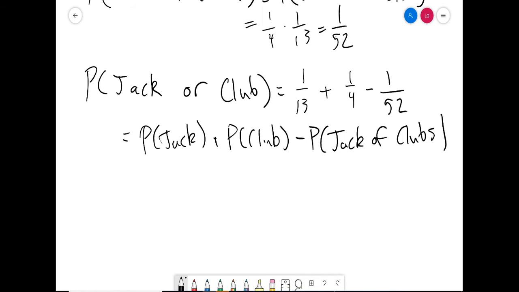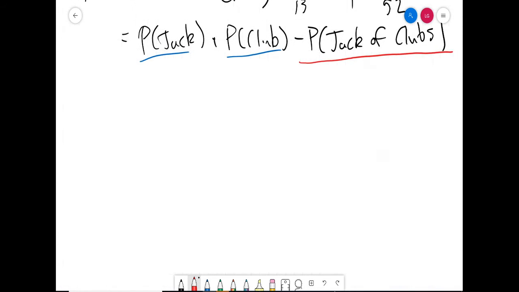What we're saying is that if we only look at this and this, the probability of a jack and the probability of a club, we are double counting the jack of clubs. So when we subtract this here, we are just removing the double counting, not both of them, right? Just one of the doubles. So it's a tricky thing for sure.